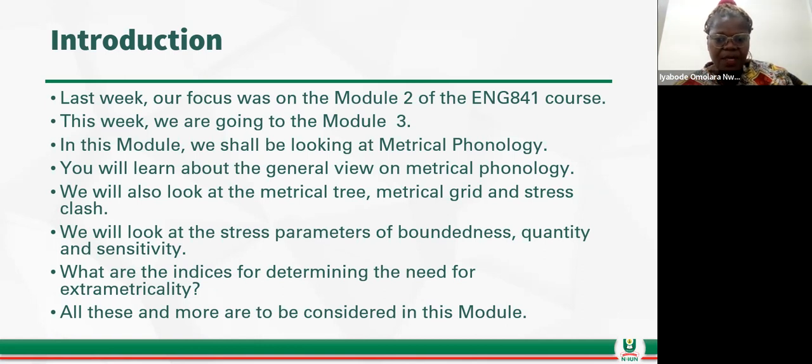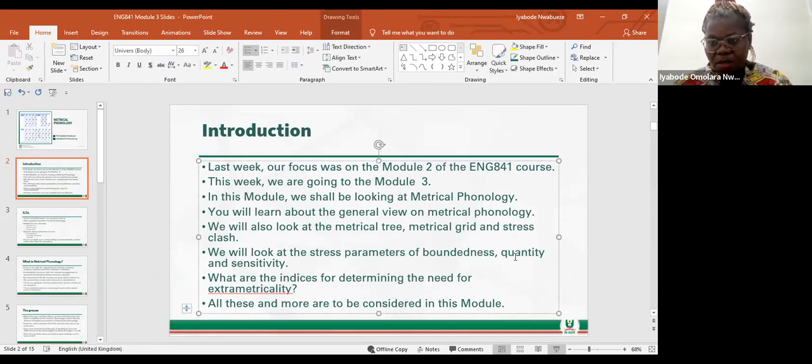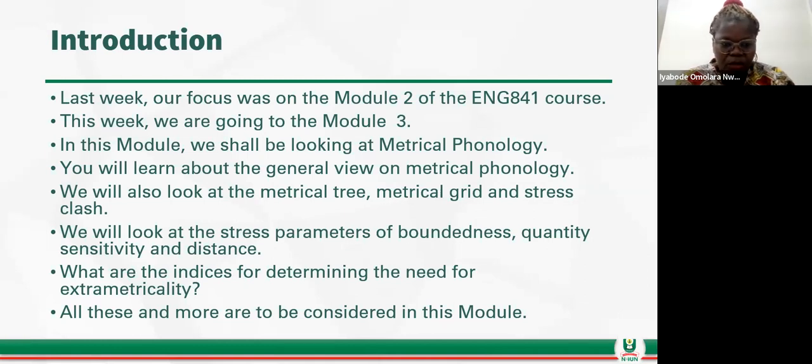We'll look at the metrical tree, the metrical grid, as well as stress clash. Then we look at the stress parameters of boundedness, quantity sensitivity and distance. Let me correct that. We'll also look at some indices for determining the need for extrametricality. All these we are going to discuss in this module. I'll be taking it module by module.